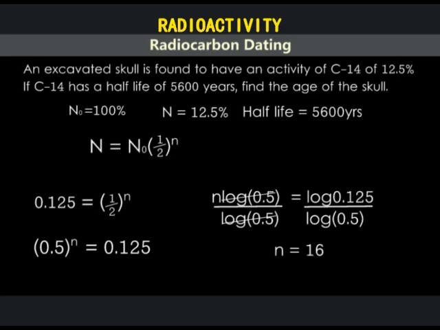So there are 3 half-lives. Each half-life is 5,600 years. So how many years are those in total? We simply multiply, and if we do that, we get 16,800 years. That is the age of the skull.